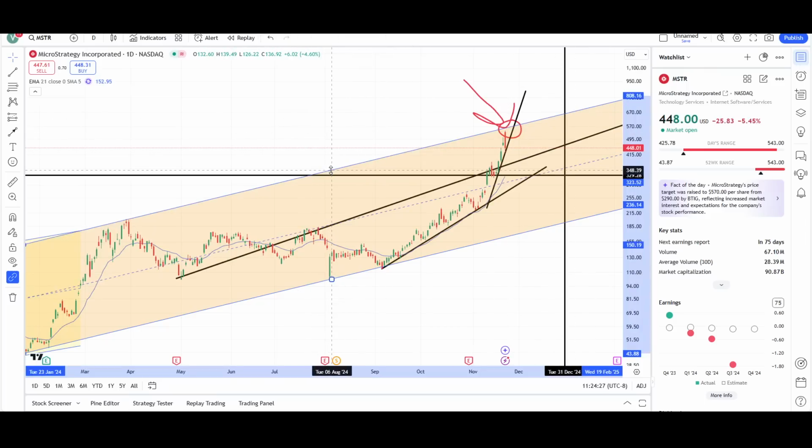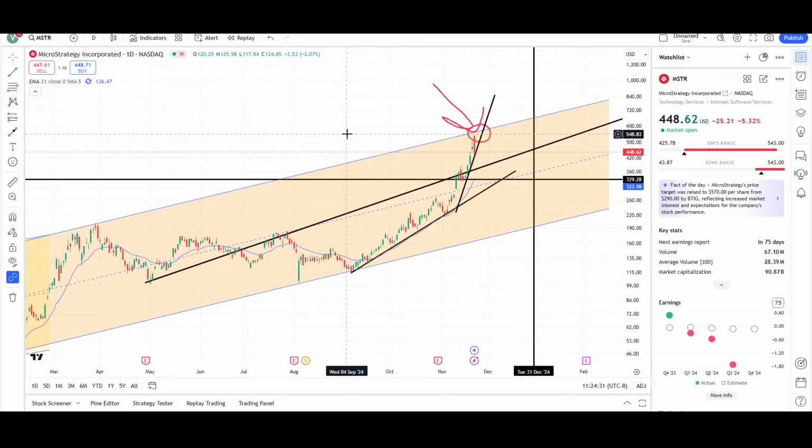So again, this is a zone. Never think anything is like a perfect number in the market. Nothing is perfect in the market.